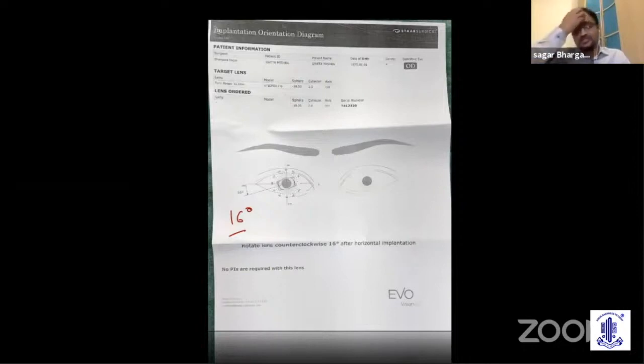The concept here is that the company people will tell you to insert the lens with respect to the horizontal meridian. So either you have to rotate it counterclockwise or clockwise, and the degrees is what they will inform based on the calculation. So here there is a counterclockwise 16-degree rotation in which we need to implant the lens for the right eye. Now let's look at the video.